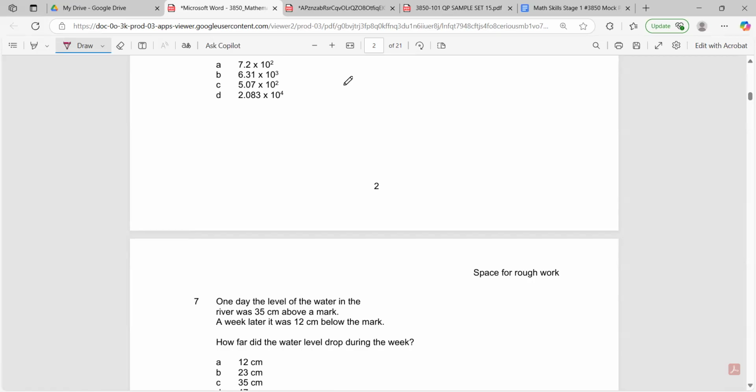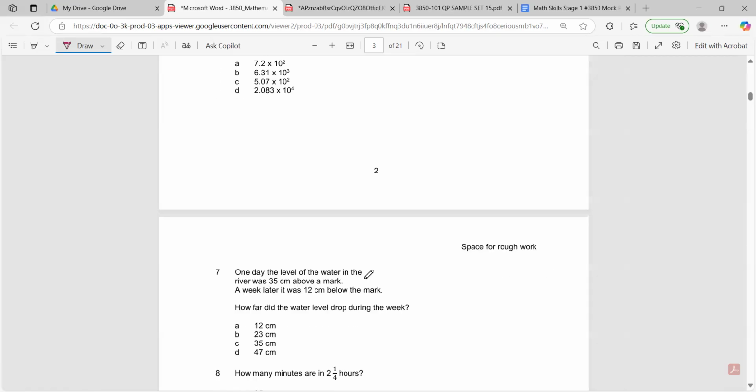And for that one here, we say, one day, the level of the water in the river was 35 centimeters above a mark. A week later, it was 12 centimeters below the mark. How far did the water level drop during that week? And the next one says, how many minutes are in 2.25 hours? So we can get them treated done, all right? Let's go.